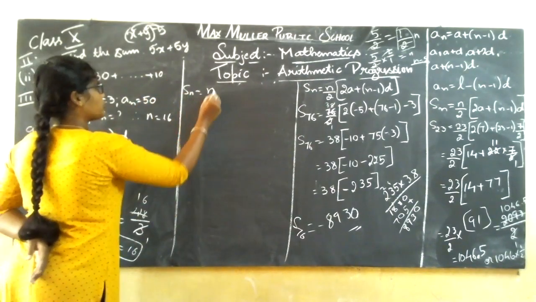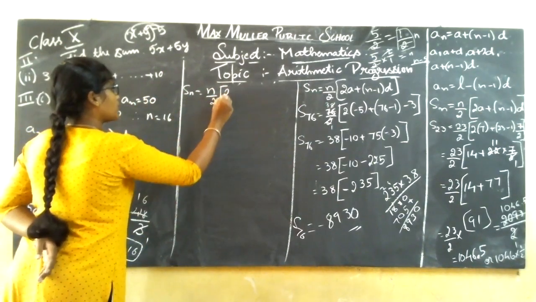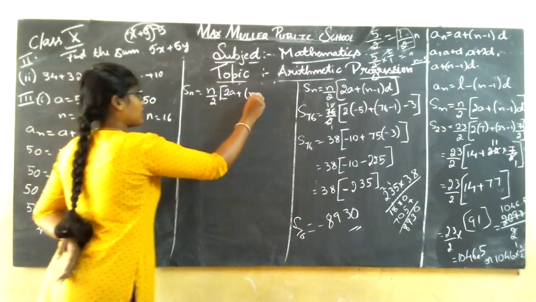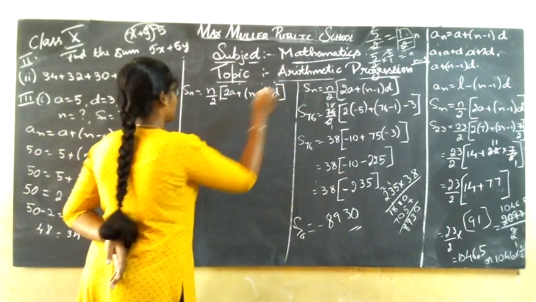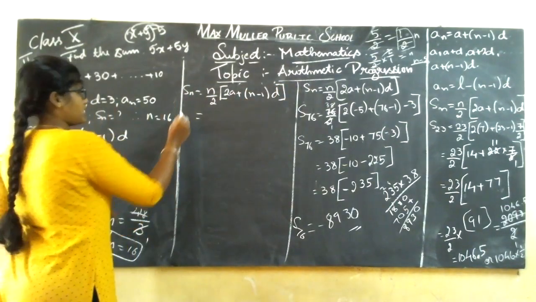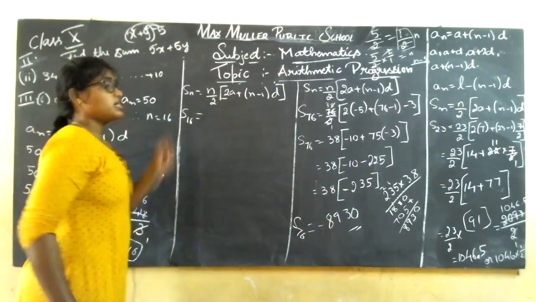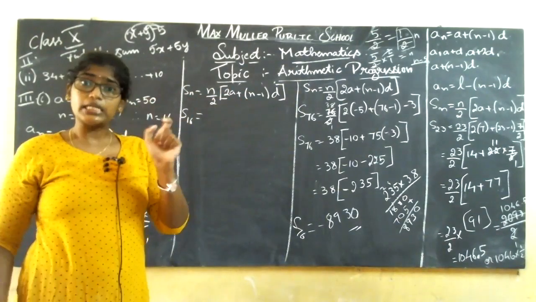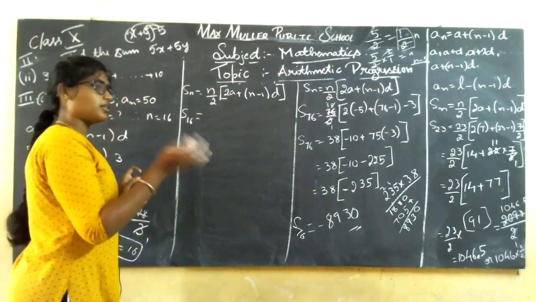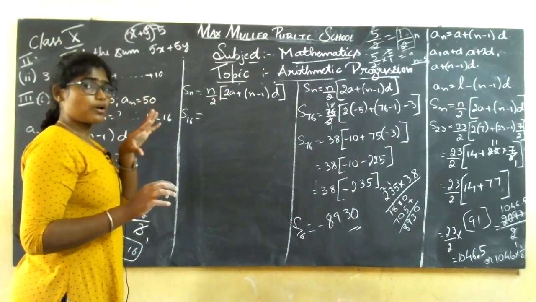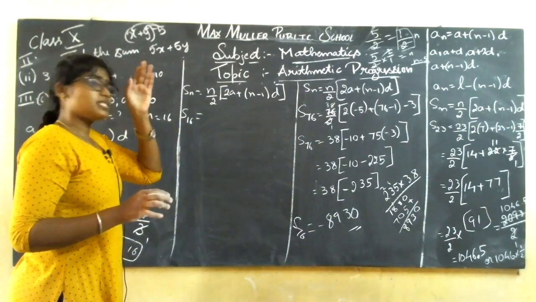Sn is equal to n by 2, 2a plus n minus 1 into d. So what is the value of n? 16. So you are going to find out the sum of 16 terms. Not the 16th term. You are not going to find the value of the 16th term. You are going to find the sum of 16 terms.